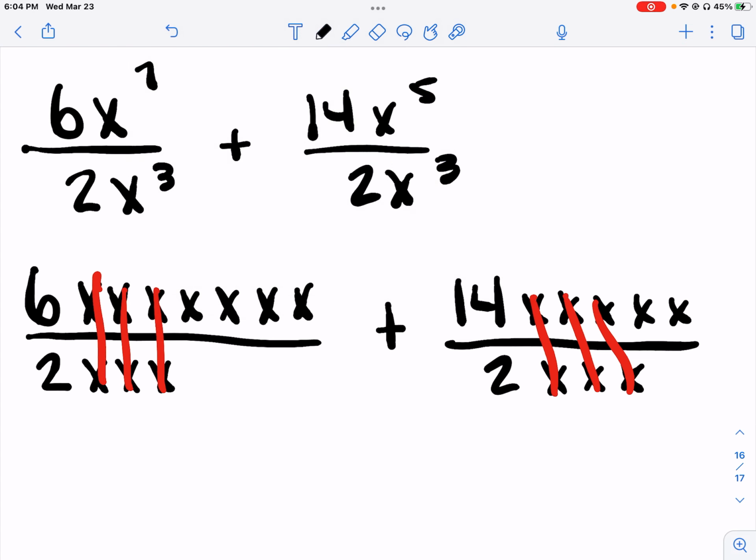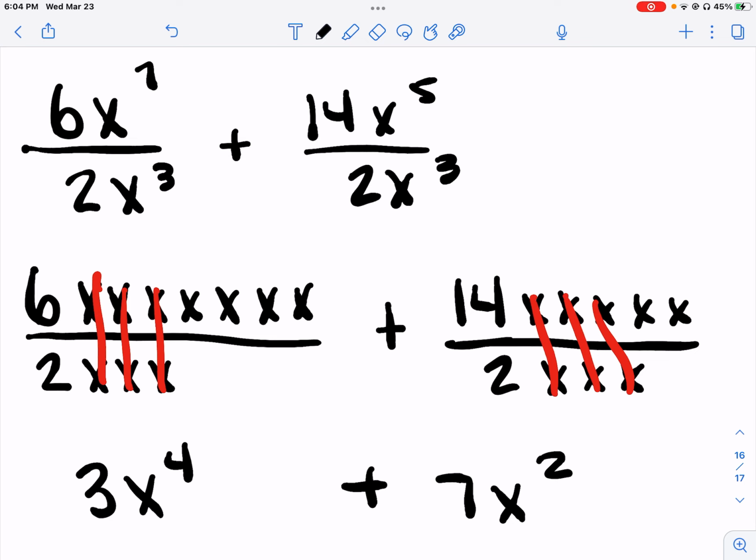And see what we have. 6 divided by 2 is 3. There's 4 left on top. 14 divided by 2 is 7. And there are 2 left at the top. Okay, there's nothing left at the bottom because the x is crossed out and we did 14 divided by 2. Same thing on that first one, 6 divided by 2.